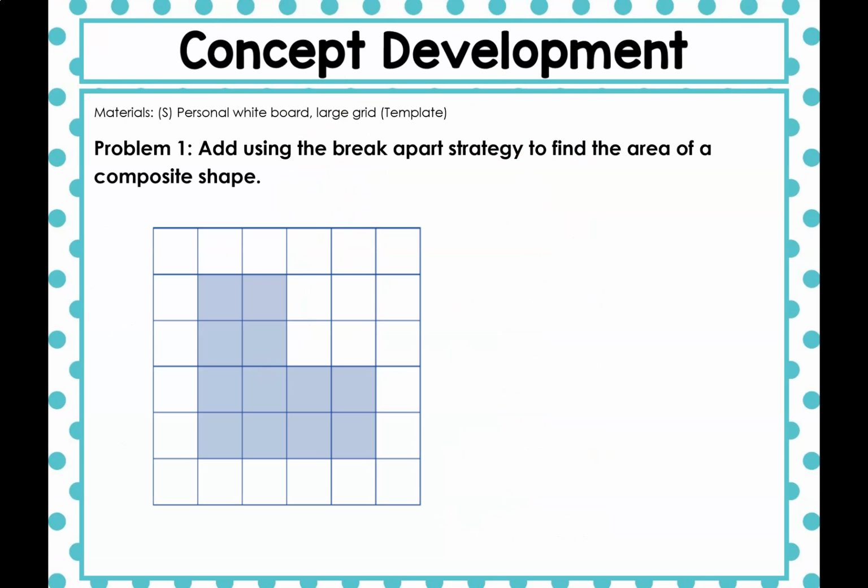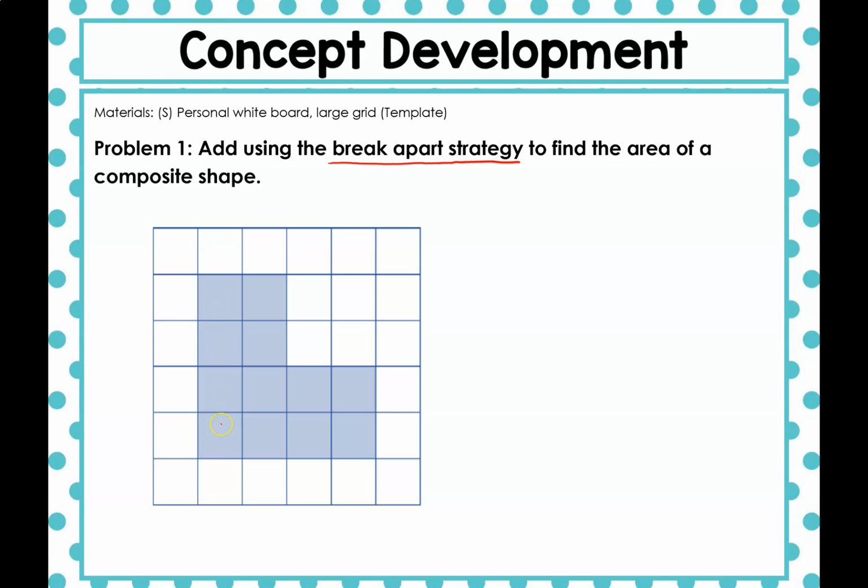All right, so now we're going to break down what we're going to be doing in our lesson today. Like I said, we'll continue looking at the area of rectangles and other shapes. But as you can see, this looks different than the rectangles we've been doing so far. This doesn't look like a nice, perfect rectangle. So what it says here is we're going to use the break apart strategy to find the area of a composite shape. I want you to go ahead and draw this shape for me.